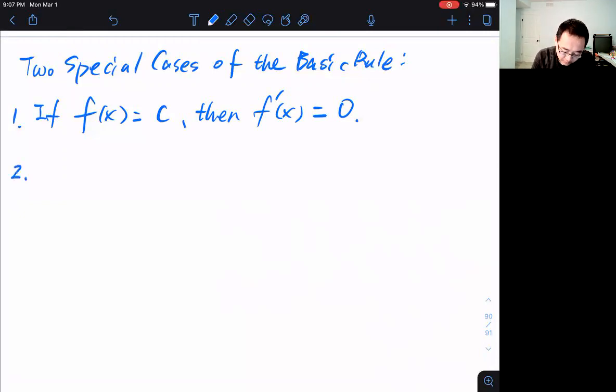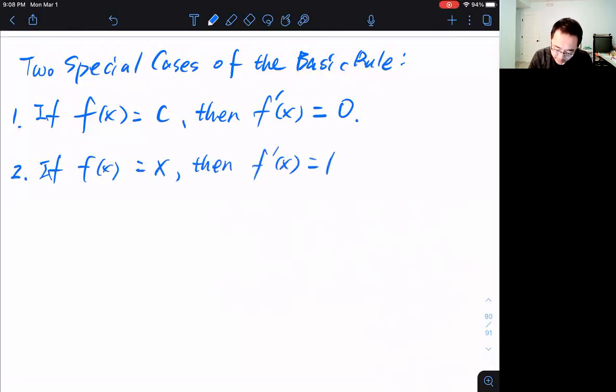And 2 is if f of x equals x, then f prime of x is 1, okay? That means the derivative has a slope of 1, right? So these are some special cases.